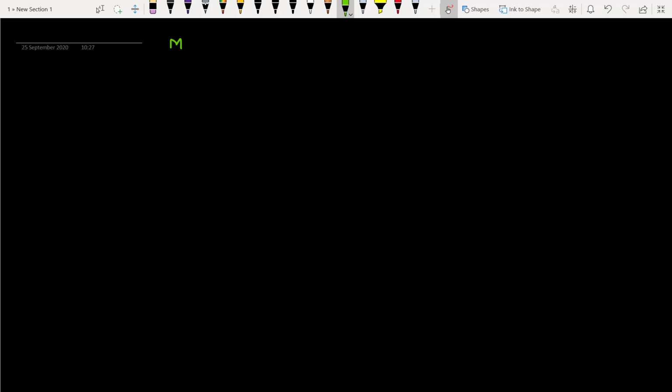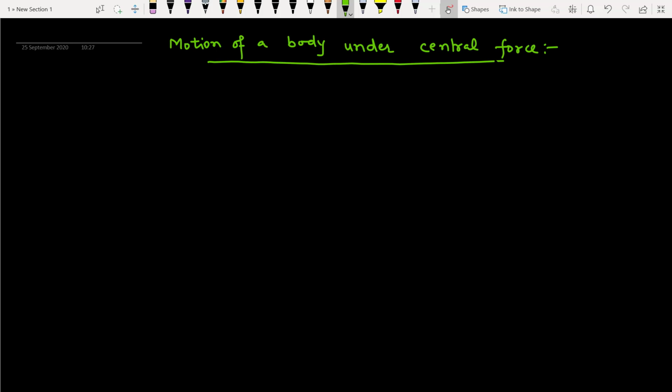Today we will start with the new part, motion of a body under central forces. So when a body is subjected to a central force, what will be the nature of its motion?